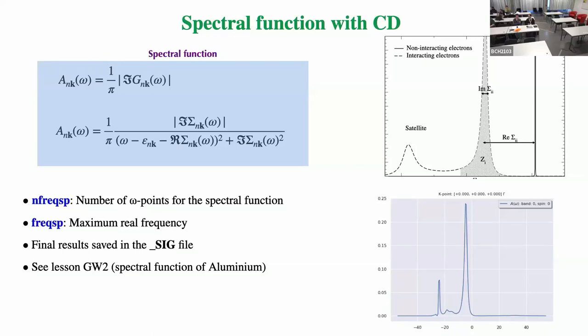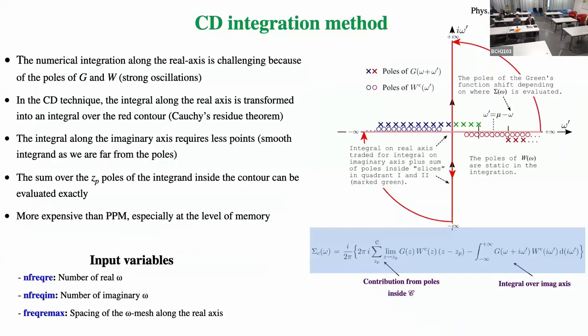What do you mean with the residual? Once you consider this contour, you had a slide there, right? There are a few poles, those green crosses, that you will compute the frequency dependence. You have an integral over the imaginary axis and contribution coming from poles inside the contour. So is it related to that, this satellite feature?